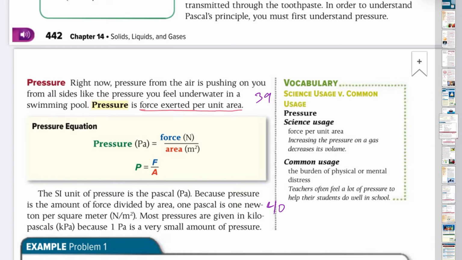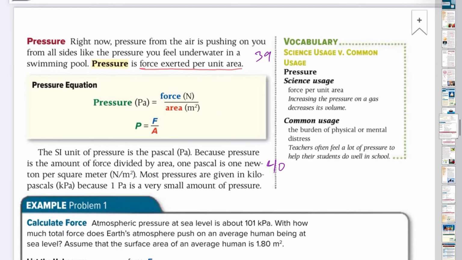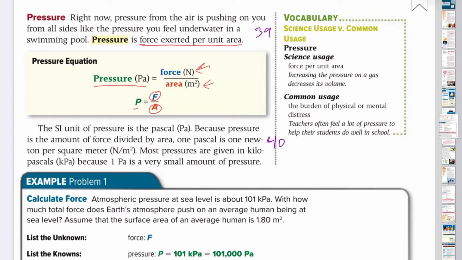exerted per unit area. So our equation for pressure: we have pressure in pascals is equal to force in newtons divided by the area in square meters. Now, the SI unit for pressure is the Pascal, capital P, lowercase a. Because pressure is the amount of force divided by area, 1 Pascal is 1 Newton per square meter. So really, you'd say 1 Pascal is equal to 1 newton per square meter.